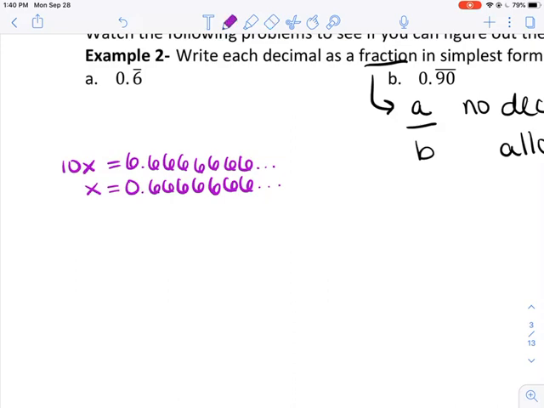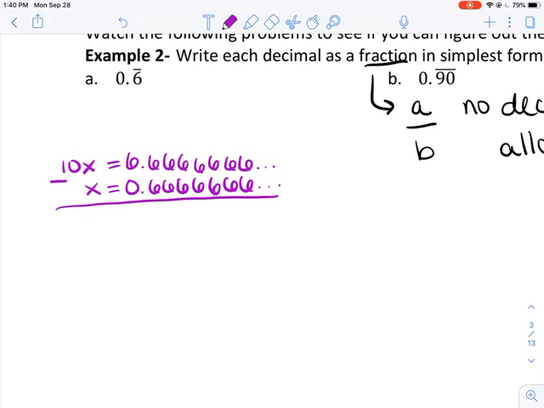So watch this. We're going to subtract, and we're going to subtract the bottom equation from the top equation, which we've never ever done before. But think about it. When you're solving an equation, you can do the same thing to both sides and have it still be equal. And when I subtract x from the left and 0.66666 from the right, I'm actually subtracting the same number from both sides. So this is legal. We can do this.